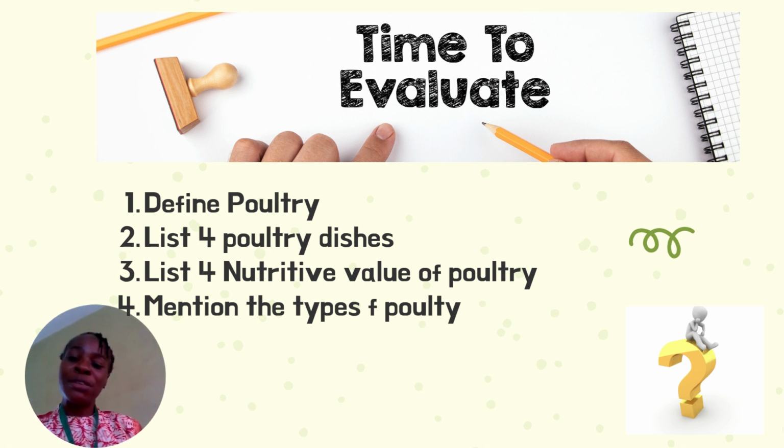Good. The next question I'll be asking is: can you mention some poultry dishes? Turkey in butter, grilled chicken. Okay. Now let's go to the next question. Can you give me some nutritive values of poultry? Just give me four. We have protein, vitamins, water, and minerals. Thank you. So let's mention the types of poultry that we have. I gave you two. Good job. We have dark meat and white meat.